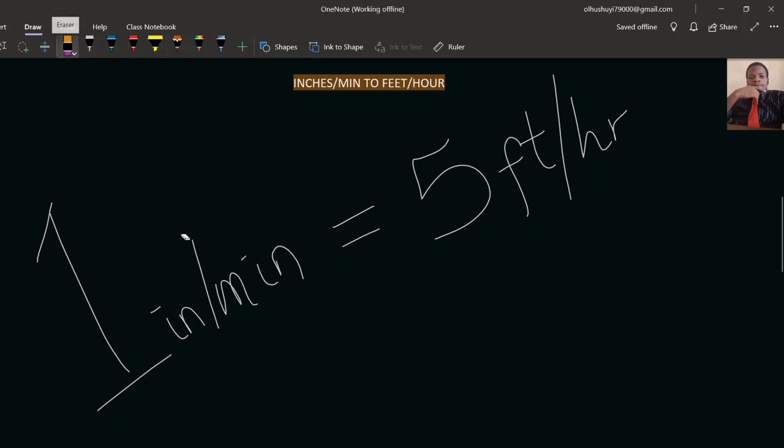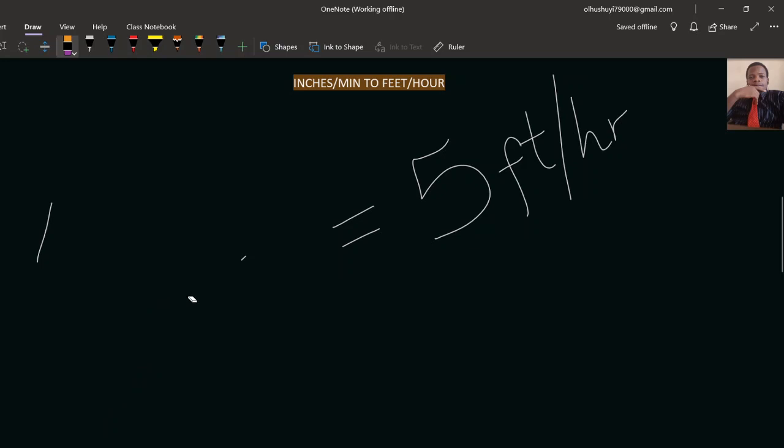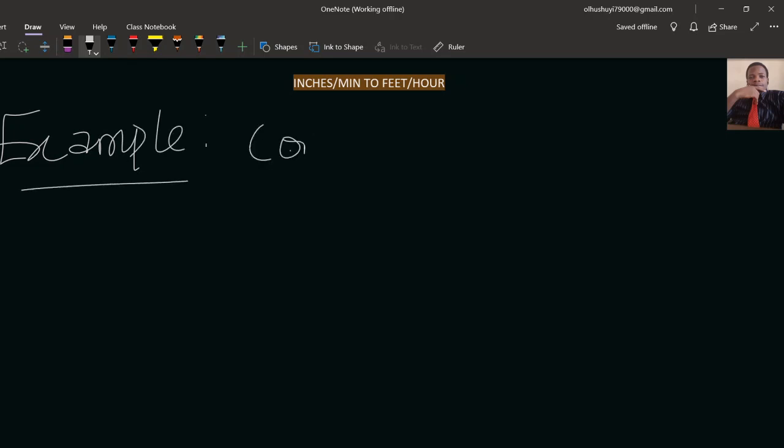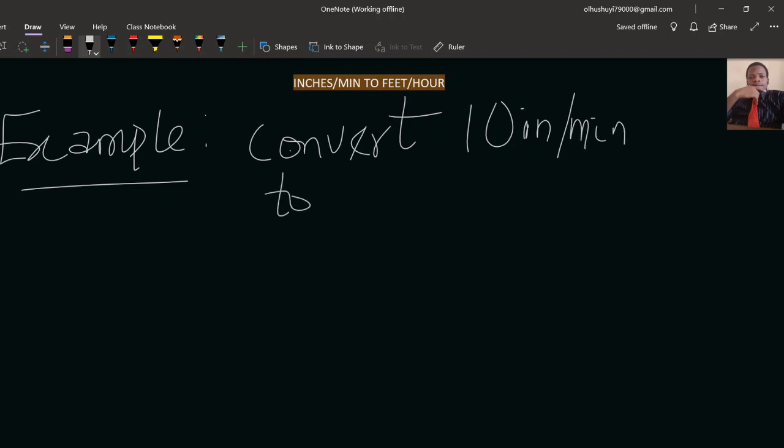So if we are told now, let's say we want to convert, since we know this, we are to now convert an example: inches per minute to feet per hour. How do we go about that?